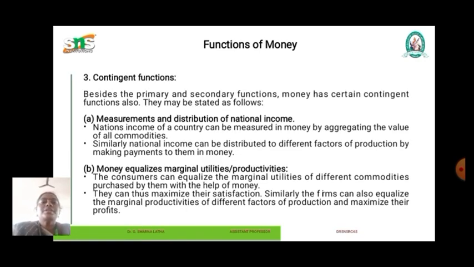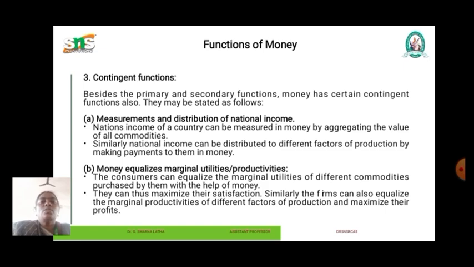In the contingent functions, measurement and distribution of national income. The national income of a country can be measured in money by aggregating the value of all commodities. Similarly, national income can be distributed to different factors of production by making payments to them in money. Factors of production are land, labor, capital and organization. For each and everything, we have to give money. If the labor is working, we have to give wages. If we want to purchase raw materials, we have to pay the amount to purchase them.